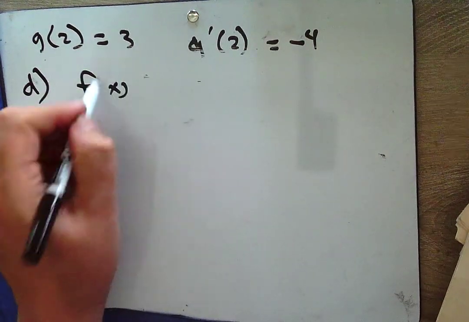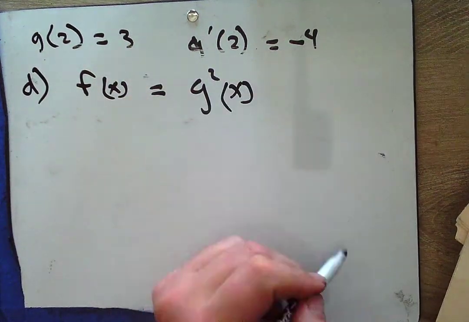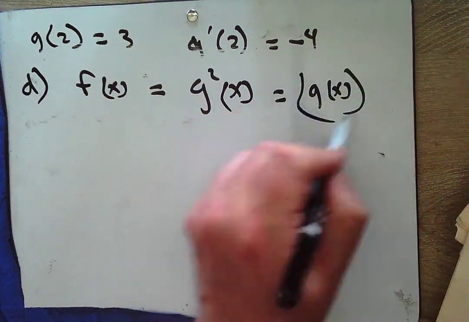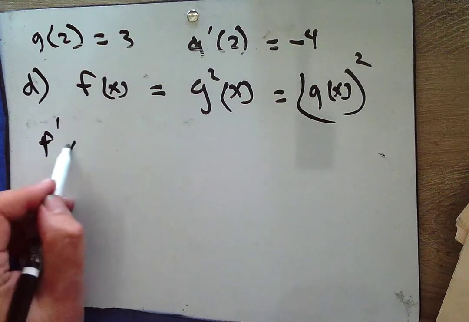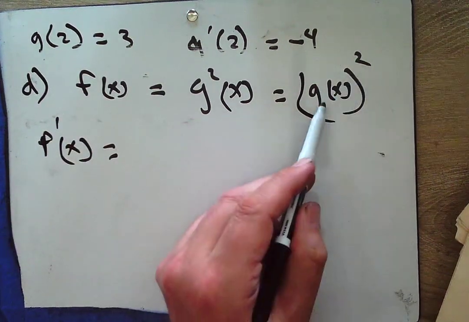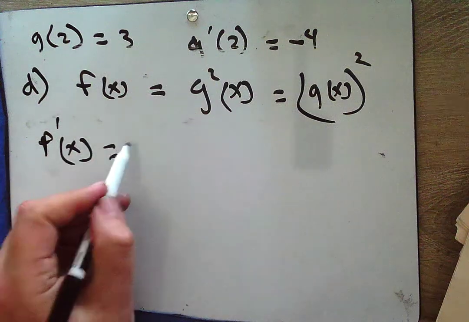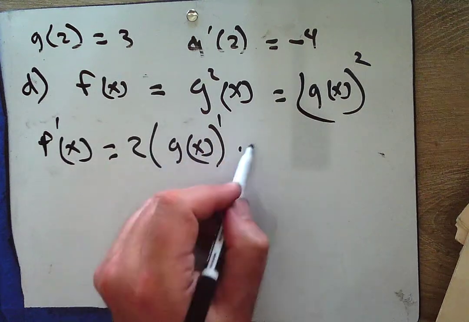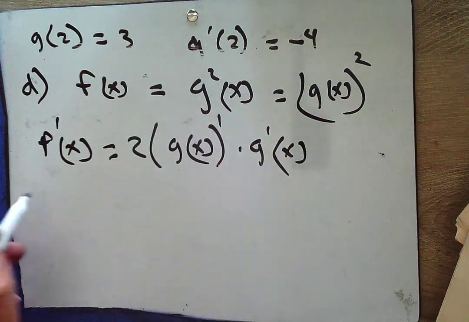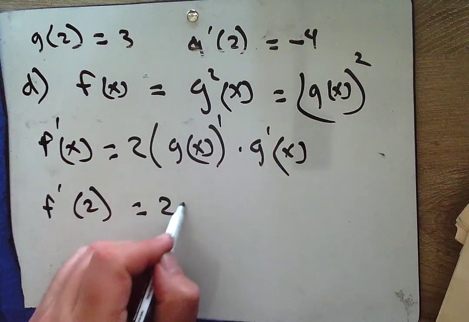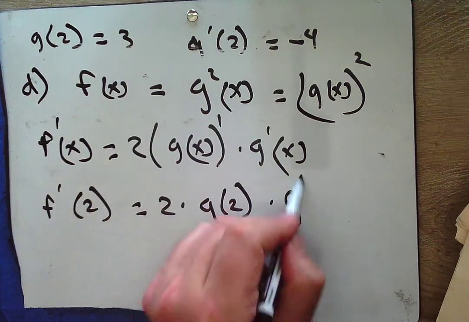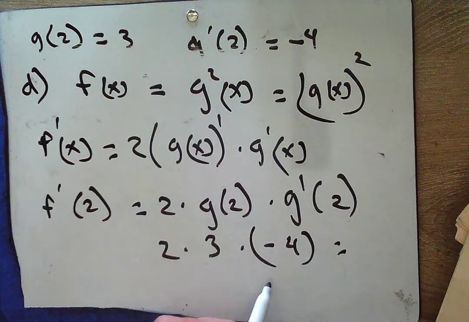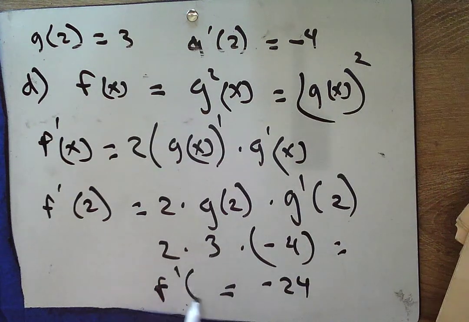F this time is equal to g squared of x. Okay, remember, that's the same as g of x squared. So when I come to make f prime, I see power rule and something on the inside. So 2, leave the inside alone, times the derivative of the inside, like that. So f prime of 2 then is going to be 2 times g of 2 times g prime of 2, or 2 times 3 times negative 4, which is negative 24 for f prime of 2.